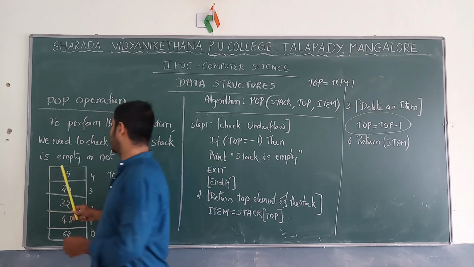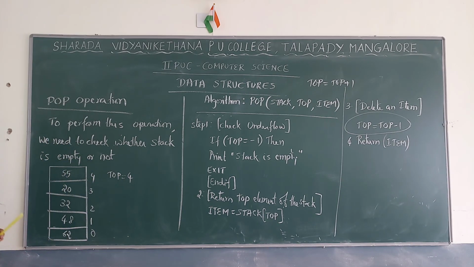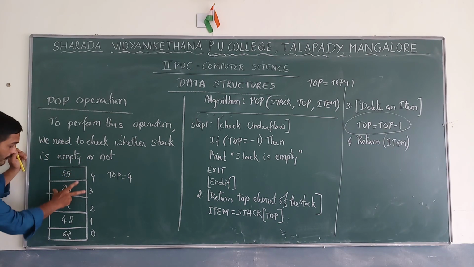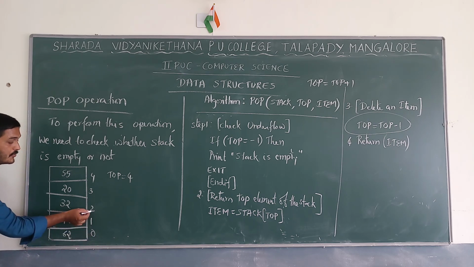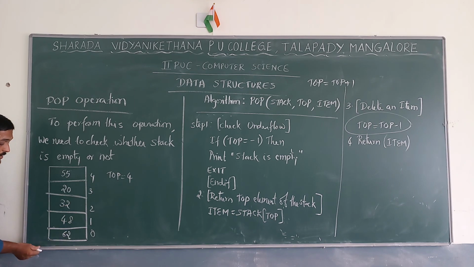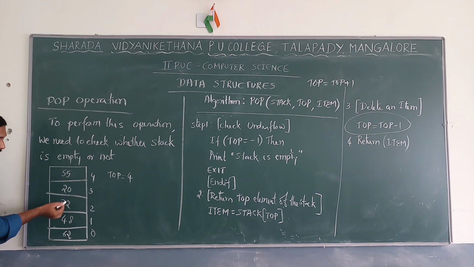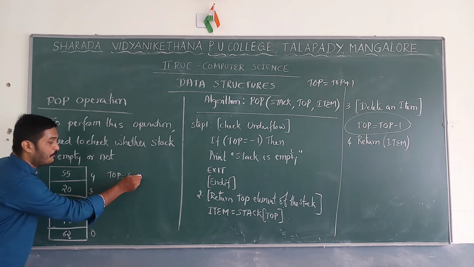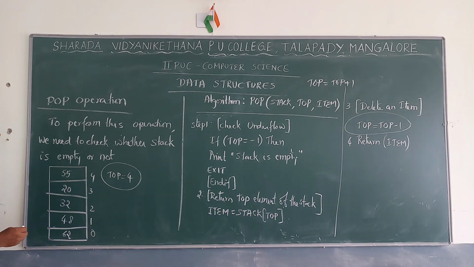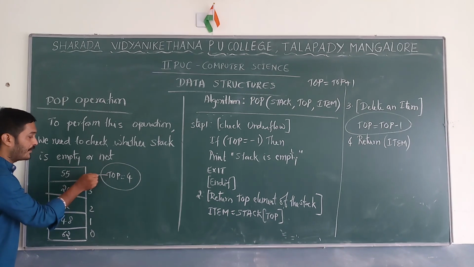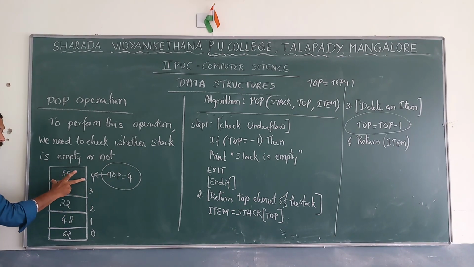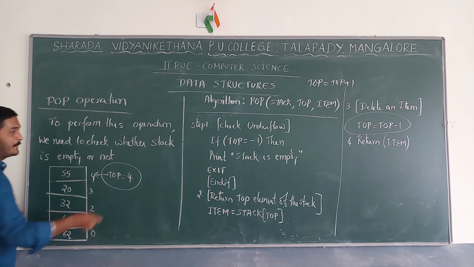Now let us go to this example and see how it performs. We have a one dimensional array, or we can take it as a stack, with locations 0, 1, 2, 3, 4. The elements are 55, 20, 32, 48, and 62. Top is a variable that is pointing to 4, that means the fourth location.